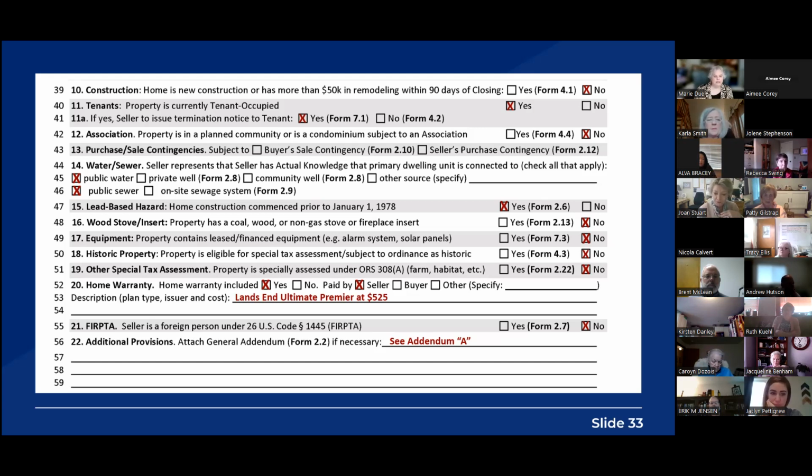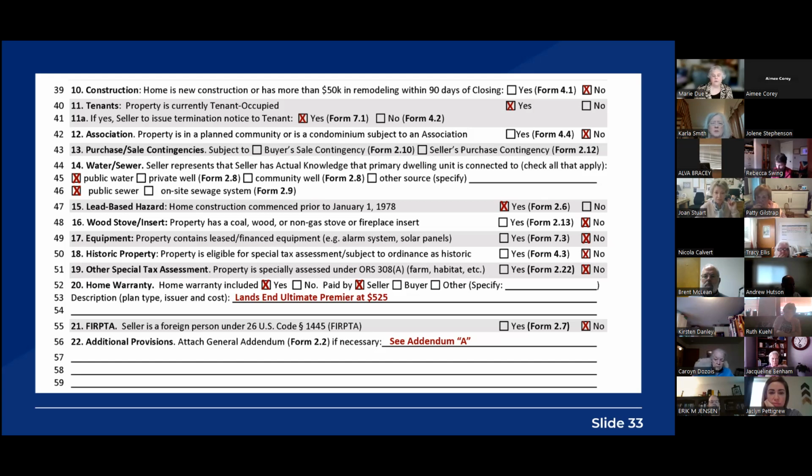Equipment, property contains leased or financed equipment. This is one that we're seeing more and more, that there are leased solar panels on houses. And you've got to make sure that the account can be transferred. Some of the early ones can't. So they're going to go up there and remove the solar panels, and there's some holes in your roof. So that is something to be asked about if they have a lease on their solar panels.